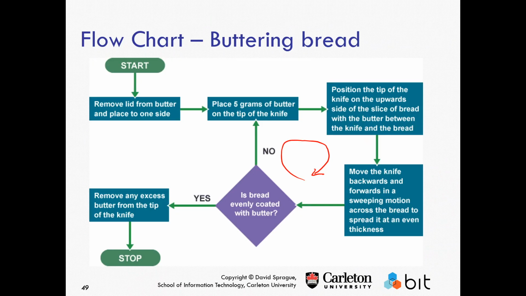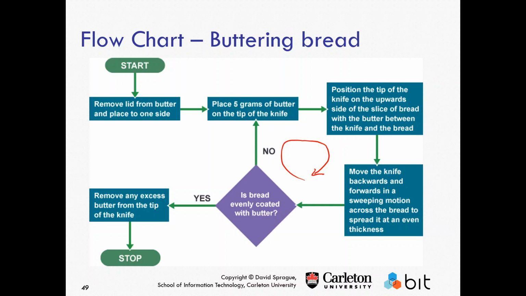Here would be another one. How do you butter a piece of bread? Right? I start by removing the lid of the butter. I need to probably take it out of the fridge, maybe if you're using butter from the fridge. I place 5 grams of butter on a knife tip. Okay, position the tip forwards. Move the knife. Is the bread evenly coated with butter?